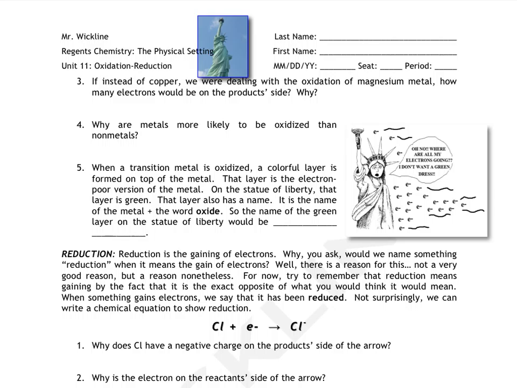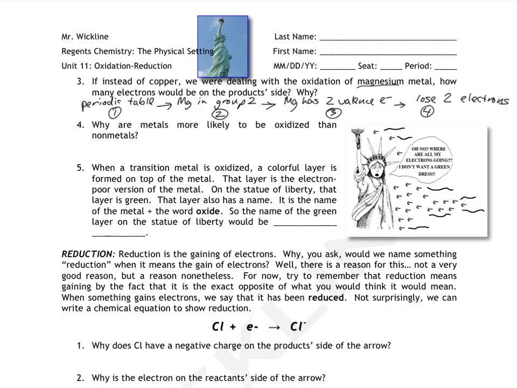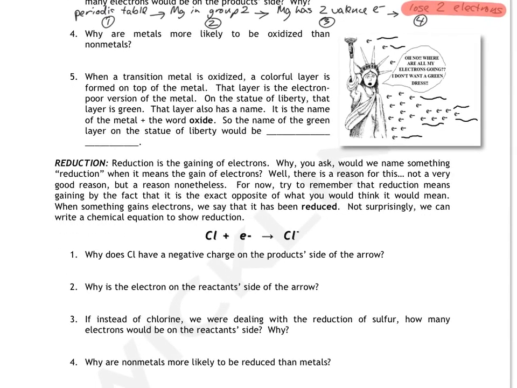Alright, so let's say that we were not using copper, but instead we were using magnesium metal. How many electrons would be on the product side? How many electrons would be lost? So we can go back to the periodic table for this. When you look up magnesium on the periodic table, you'll find it in group 2, which means that it has 2 valence electrons. And it also means that it'll lose those 2 valence electrons to become stable. Therefore, the number of electrons that will appear on the product side of the arrow for magnesium would be 2 electrons.